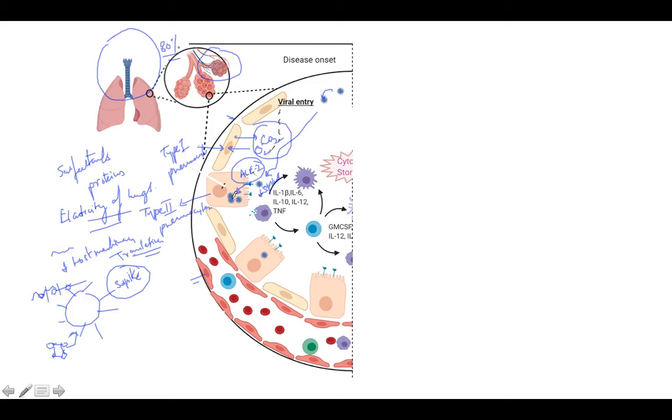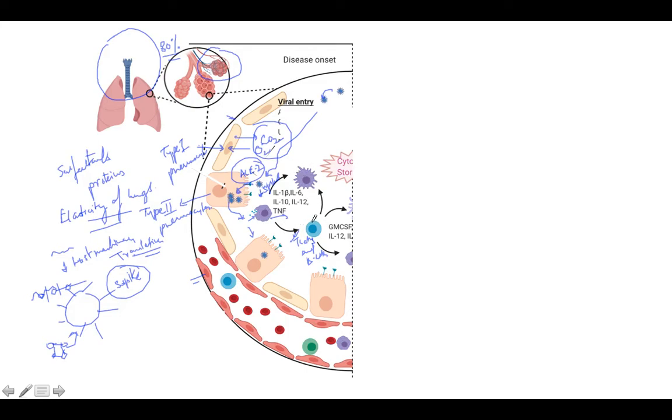Now in the next stage, some of this virus comes out and is going to infect other neighboring type 2 pneumocytes. Also some of them will be engulfed by macrophages. The macrophages, as we know, are the primary defense line of our immune system, and after engulfing the virus they get activated. They also activate lymphocytes, which may be T cells and B cells, but mostly T cells get activated because of these cytokines.